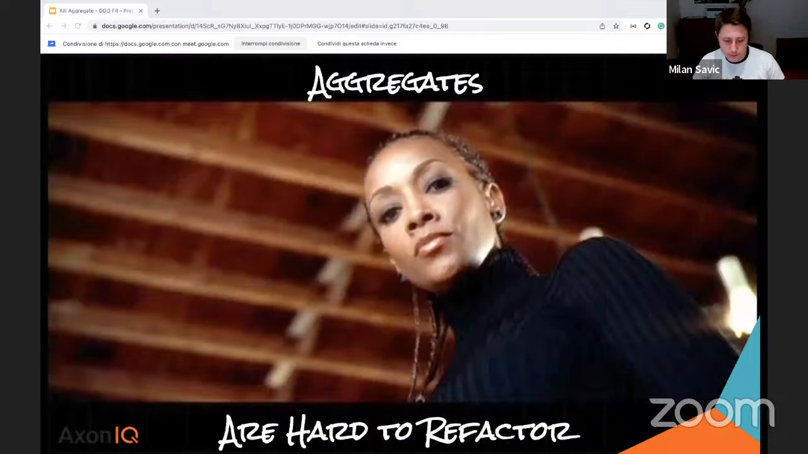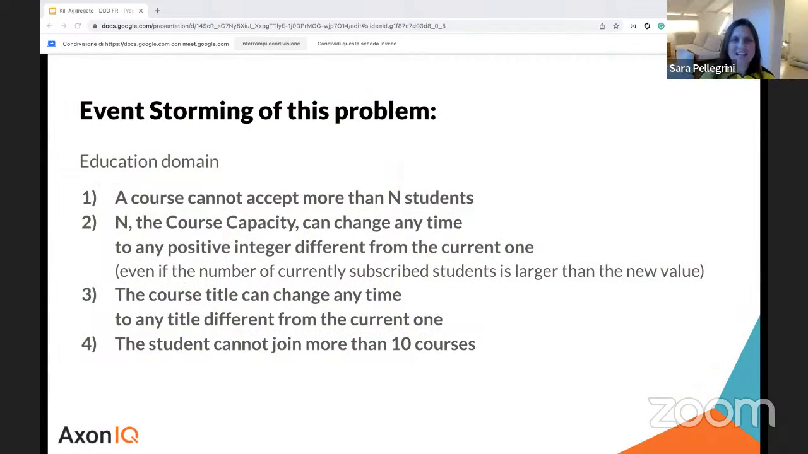This gives us the fourth villain that we have in our world, at least in our presentation, and that is that the aggregates are hard to refactor. Not impossible, but hard. So let's add a little more spice to our example, introducing another new rule. The student cannot join more than 10 courses.